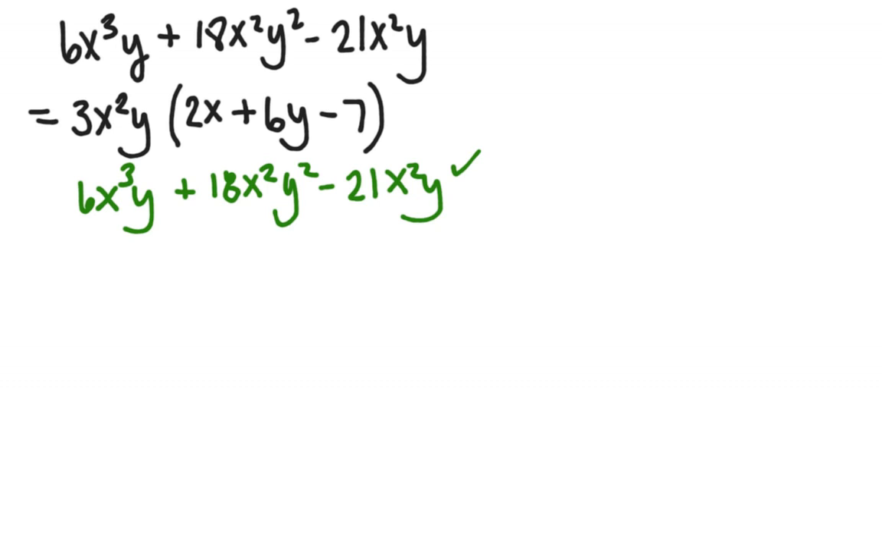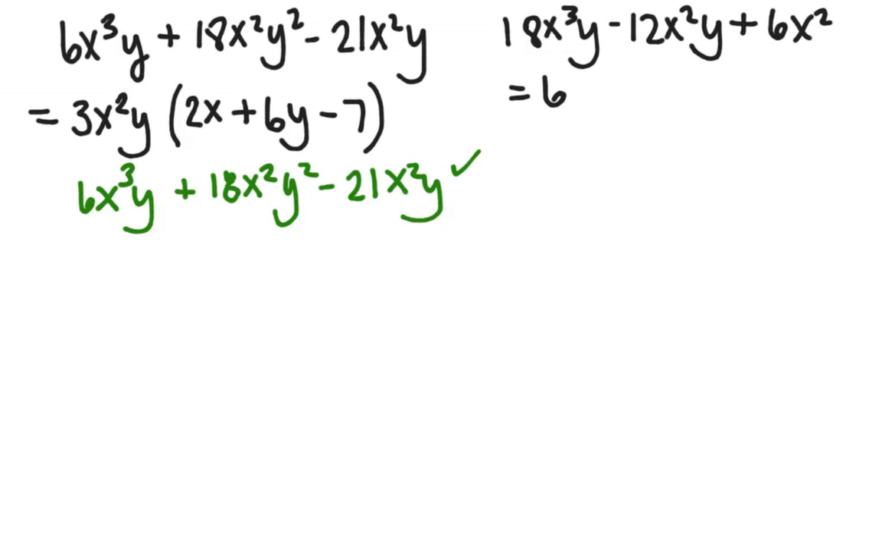Last example, we have 18x to the third y minus 12x squared y plus 6x squared. Once again, we are looking at 18, 12, and 6. We want the highest possible number that goes into all of those terms. That would be 6. I could take 3, but it's not the highest possible, and again, we're looking for the greatest common factor. I have x in all three terms.